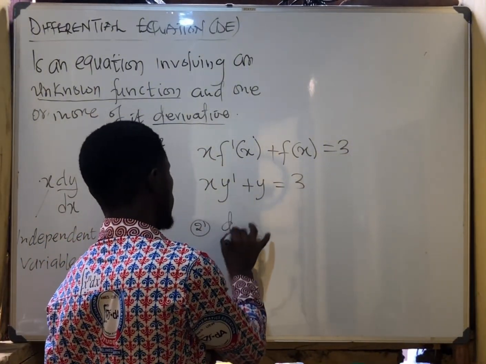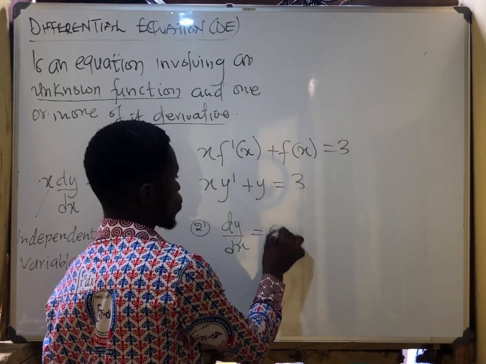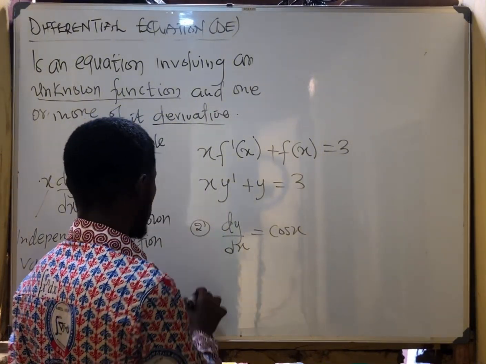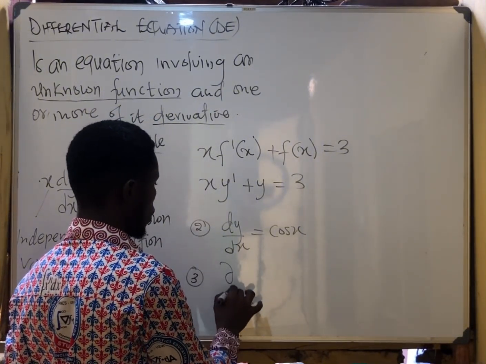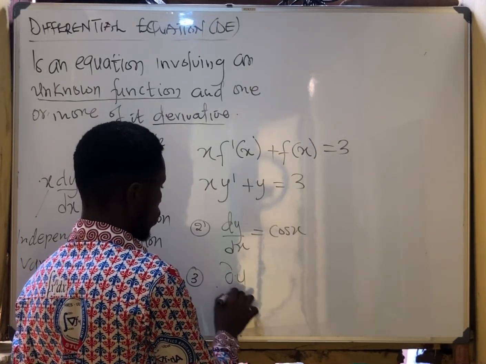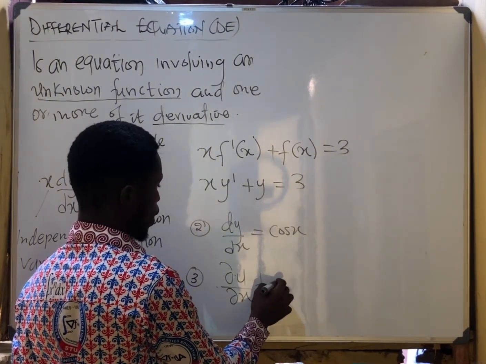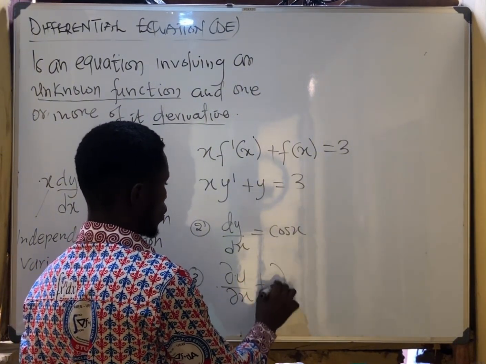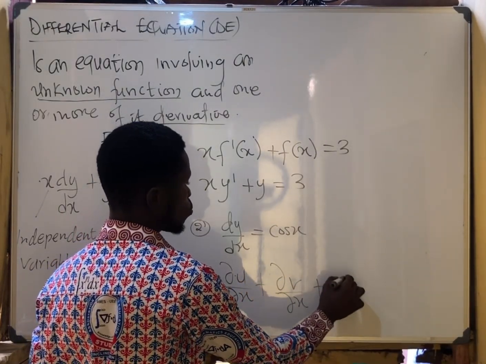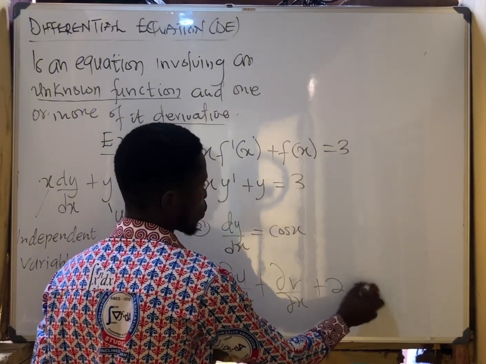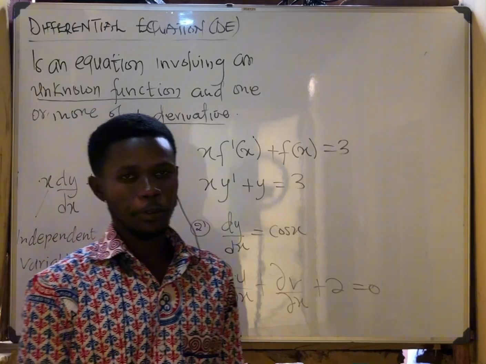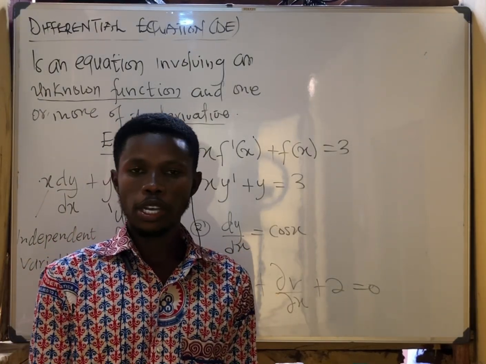Now let's look at example number 2. I have dy/dx equals cos x. This one too is a differential equation. We can also have ∂u/∂x plus ∂v/∂x plus 2 equals 0. We can also have this one as an example of differential equations. Is that okay? So we have seen what a differential equation is.